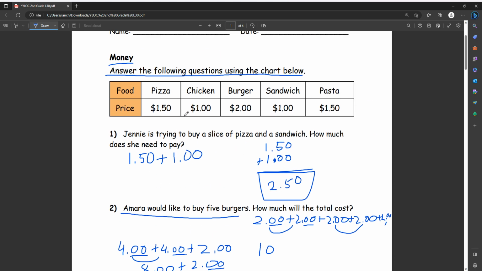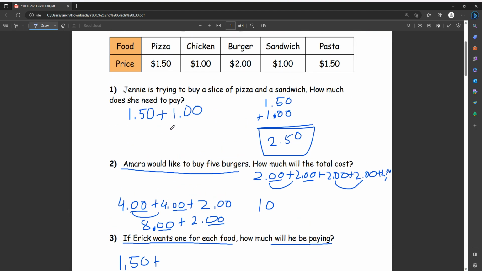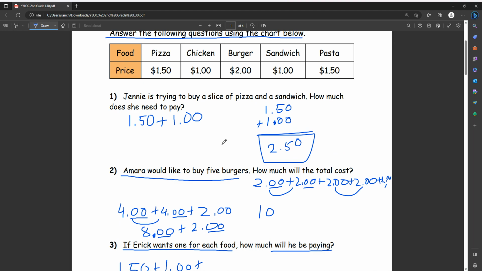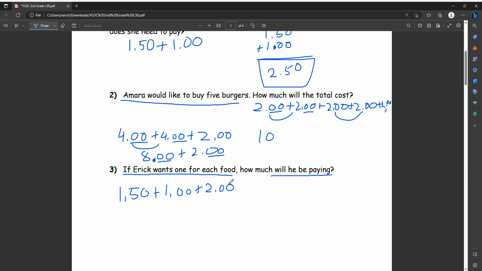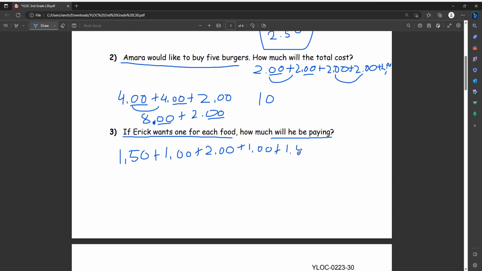So if Eric wants one for each food, how much will he be paying? So he wants one of each food, so he wants one pizza, which costs 1.50, plus a chicken, which costs $1. He also wants a burger, which costs 2. And then he wants a sandwich, which costs 1. And then he also wants a pasta, which costs 1.50.